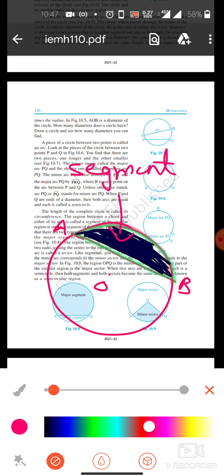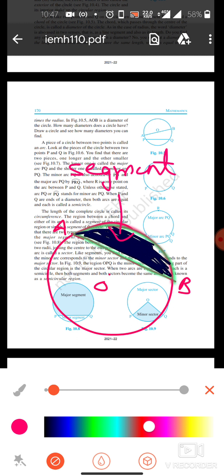So what is a segment of a circle? The area formed by an arc of a circle and a chord of a circle is known as a segment of a circle. Now see, segments are again of two types.